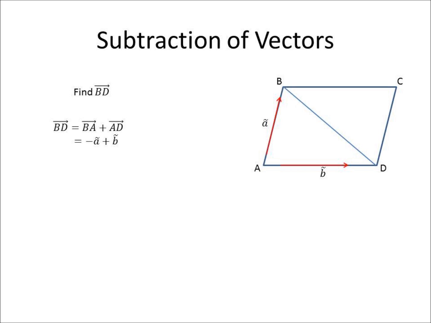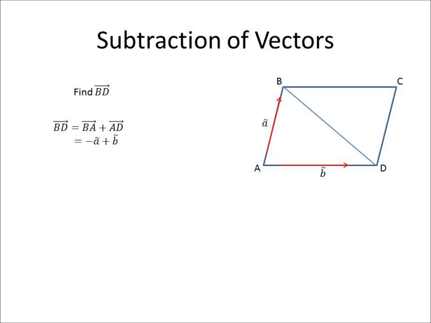From BD, actually we are traveling from B to A, then A to D. Okay, BA to AD. But we only know that AB is positive a. So by traveling in a different direction, B to A, we change the a to a negative a. And from A to D there's no change because it's the same direction, so we just copy down b. So this would be the answer.